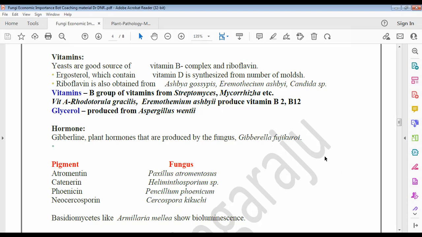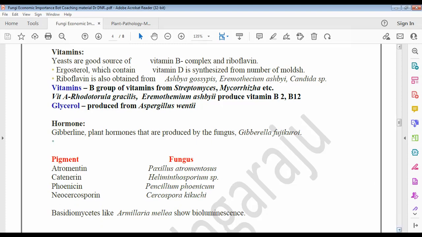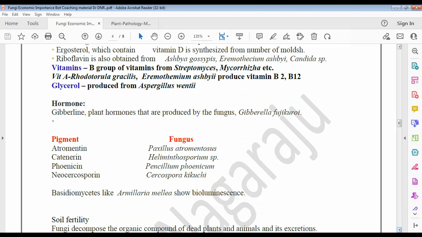That is from the Gibberella fujikuroi fungi. This phytohormone is a product of the fungi. Which fungi is it? Gibberella fujikuroi. What disease does it cause? Bakanae disease. What hormone does it release? Gibberellin. From the single gibberellin, so many questions are raised.